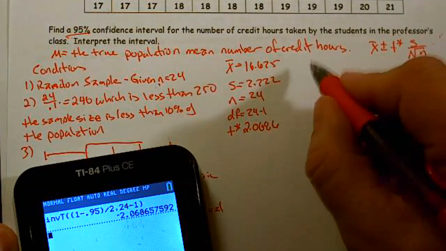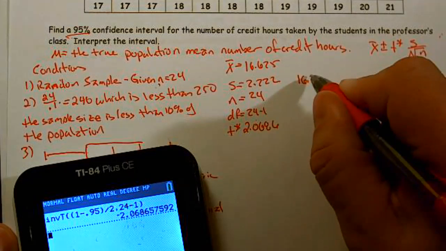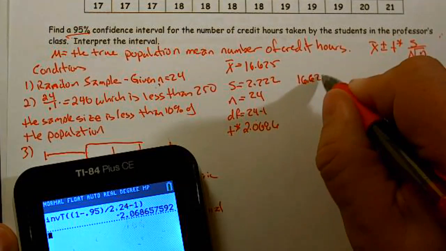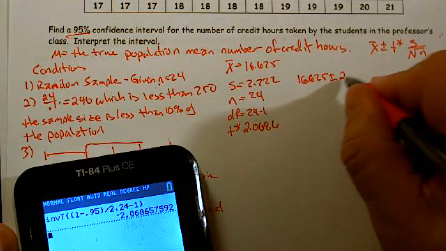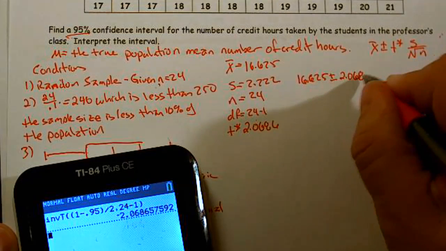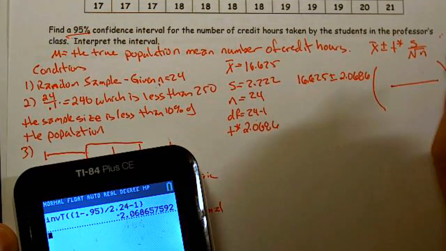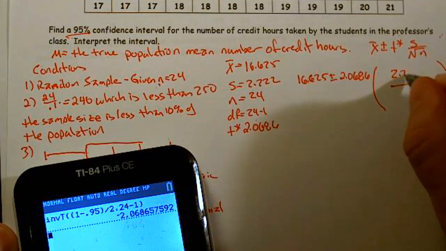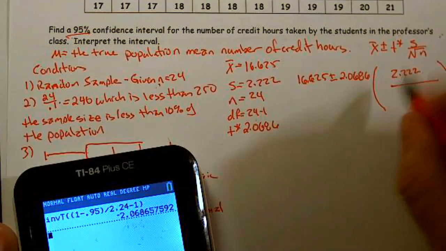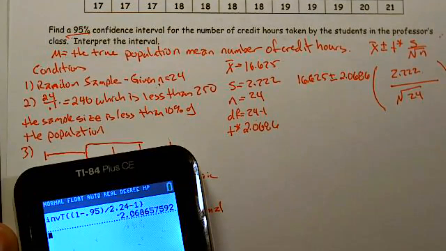So I can plug into the equation, and I'm going to have 16.625 plus or minus 2.0686, and s is 2.222 divided by the square root of 24.